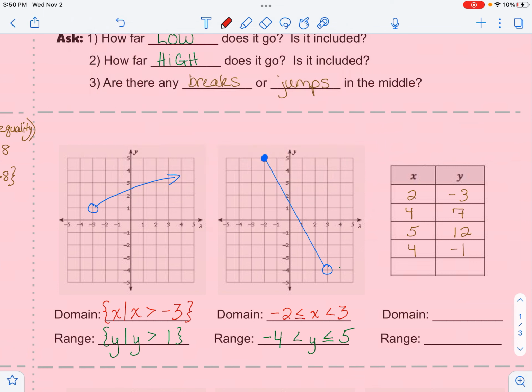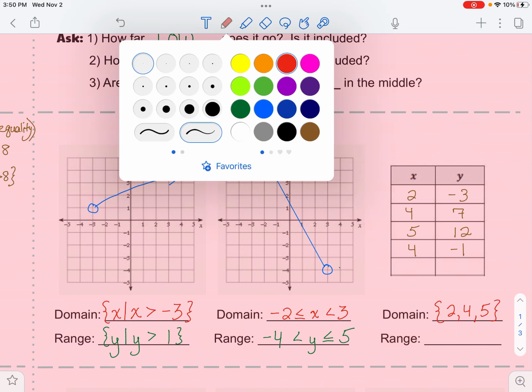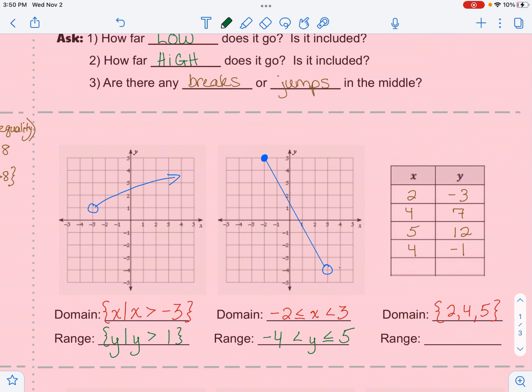So our domain, braces, and my least number is 2, and then 4, and 5. Because we don't need to repeat the 4, we only need to list it once. And then for my range, least to greatest again, so I'm going to go -3, and then -1, 7, 12, close braces. Okay, so those are the graphs for my set notation.